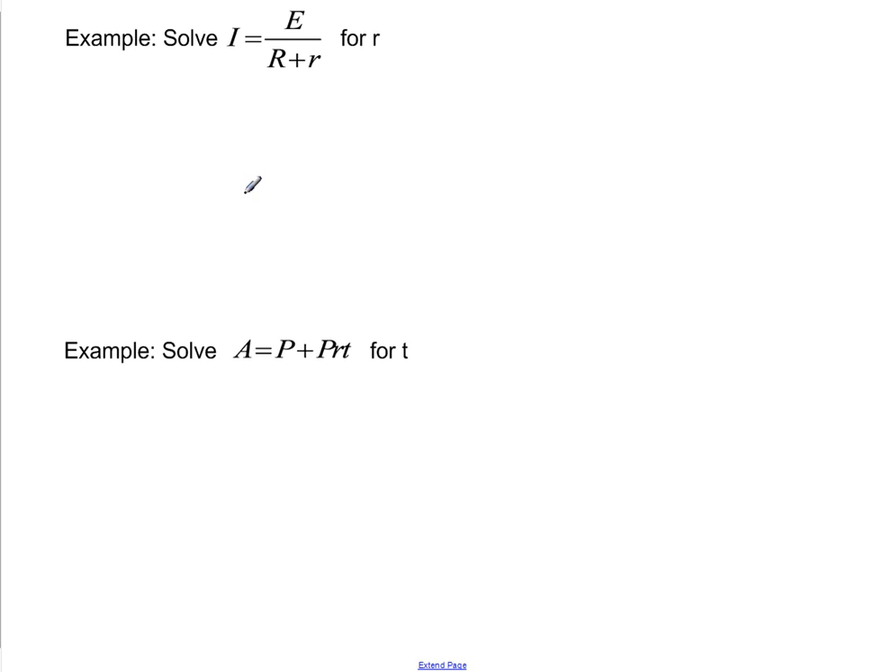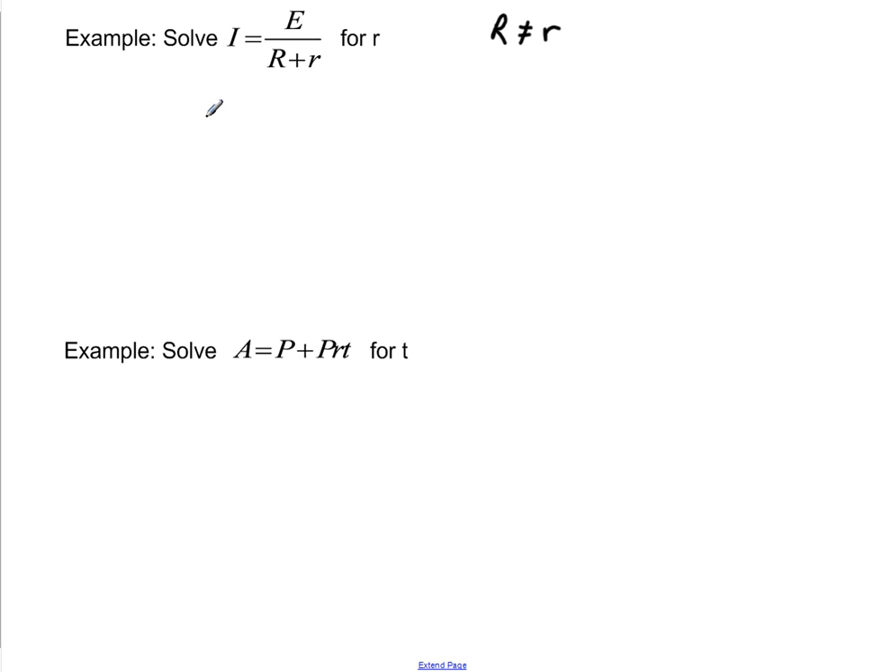I have another formula right here from electricity. It says I is equal to E over R plus small r. We want to solve for small r in this case. Now, when you see a literal equation and you have letters, the capital and the small letter are going to be different, right? So R does not necessarily equal small r. You have to be very careful in a literal equation to make sure that you don't mistake one for the other. All right, so how could we do it?